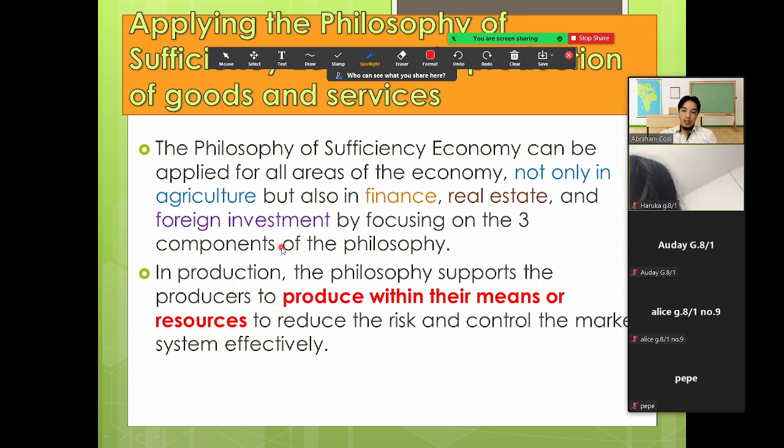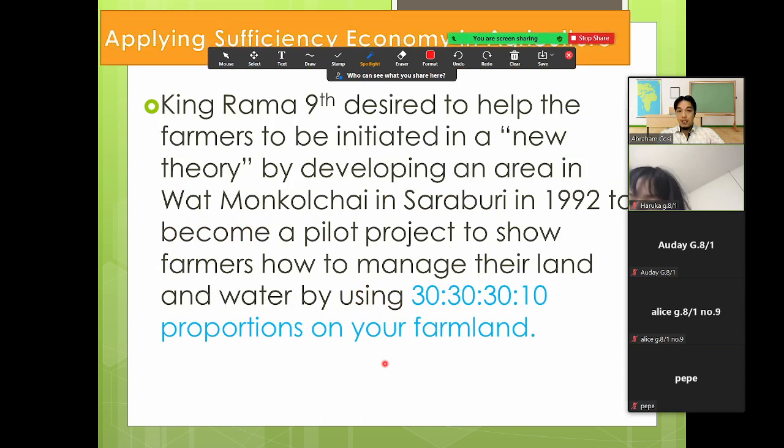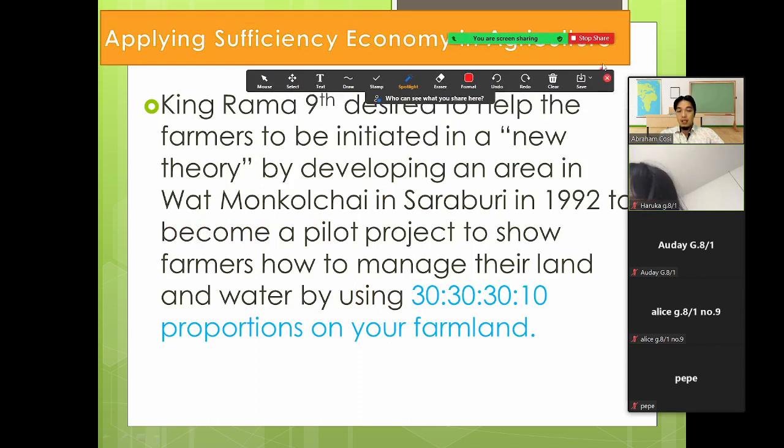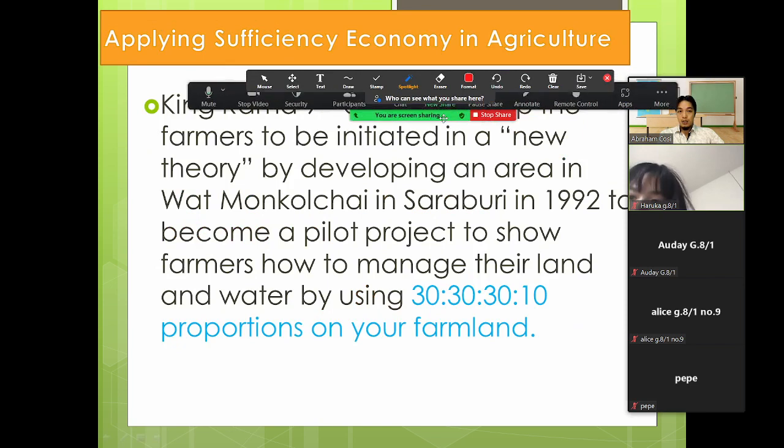Because let's say they have produced so much that they cannot control or manage the things that they have produced. So we have the next one, applying the philosophy of sufficiency economy in agriculture.